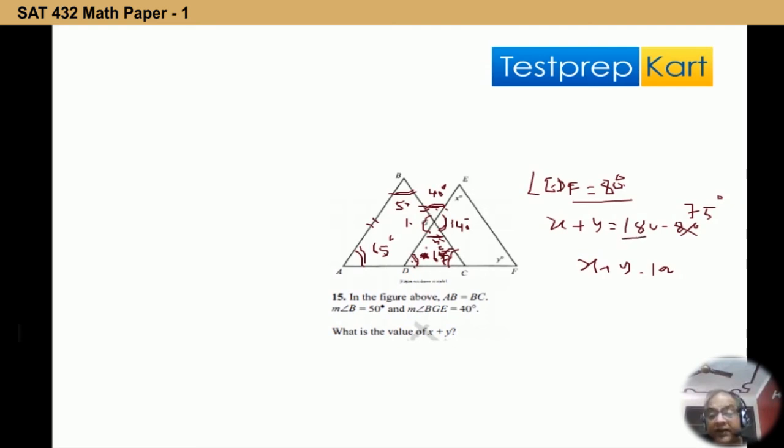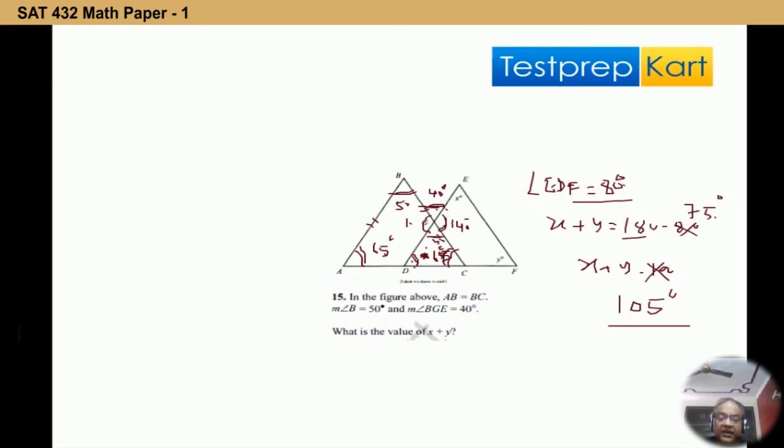X plus y is 180 minus 75, which will be equal to 105 degree. So let's see that because sides AB and BC are equal, therefore angle opposite to those sides will also be equal. And because the angle B is 50 degrees, so remaining angle total should be 130 and each angle should be 65 degree.